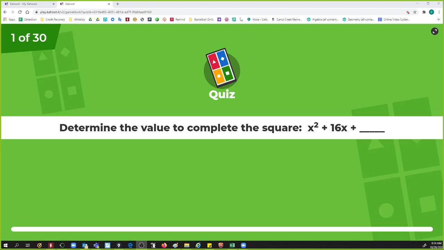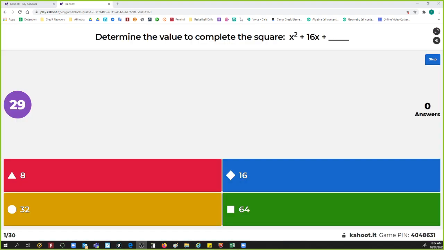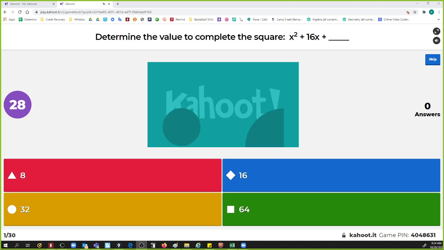Here you go. Determine the value to complete the square. So Miranda, this is something you should know. It takes 30 seconds to do it. If you have a calculator out, you got to look at the Zoom. The Zoom is where you see the question. I'm sharing my screen, so you should be able to see.